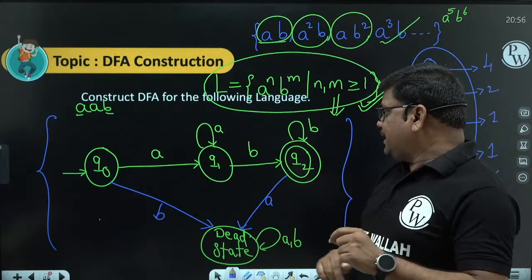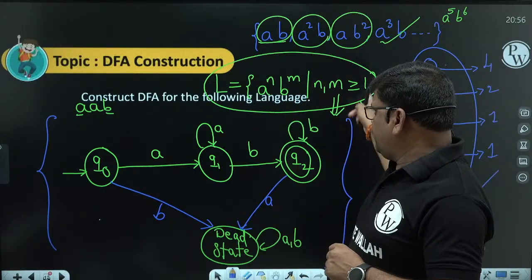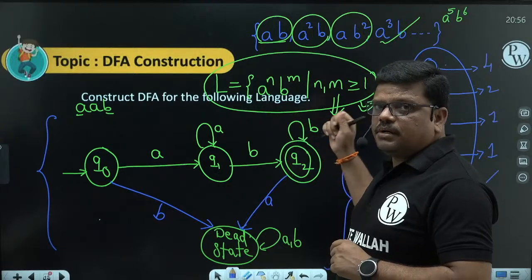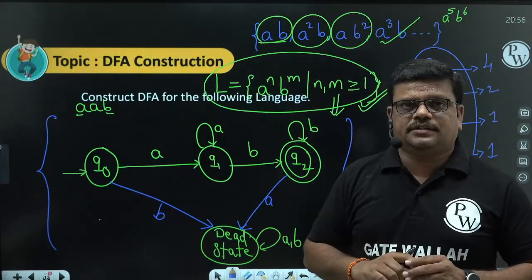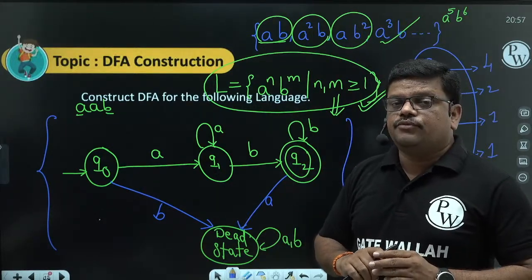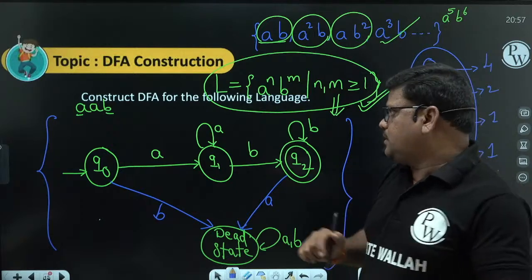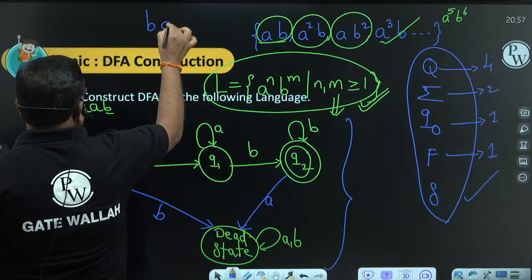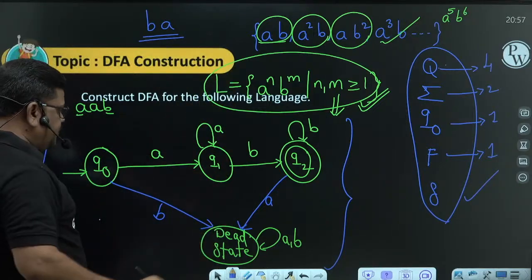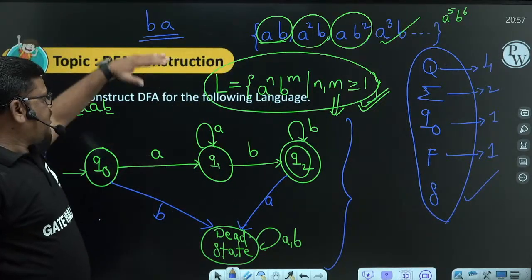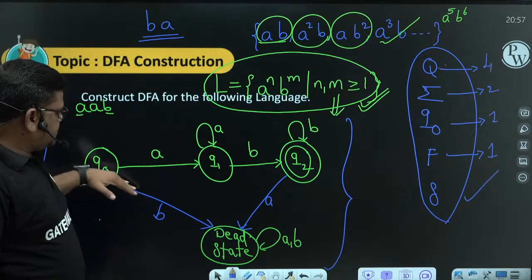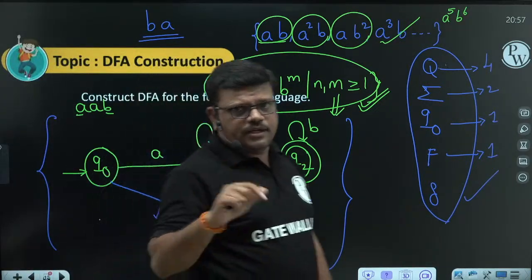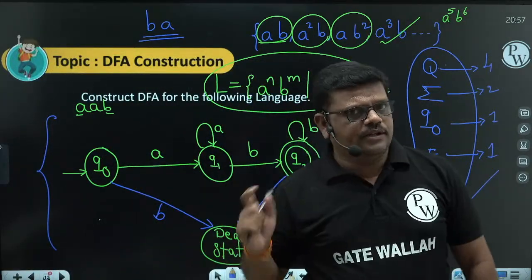So if you ask whether any valid string belongs to this language, it will say the string is accepted by reaching the final state. If you ask about any invalid string, like B followed by A, then also it will give an answer: this is invalid, by reaching a non-final state. So for a valid string it will give an answer, for invalid strings also it will give an answer.